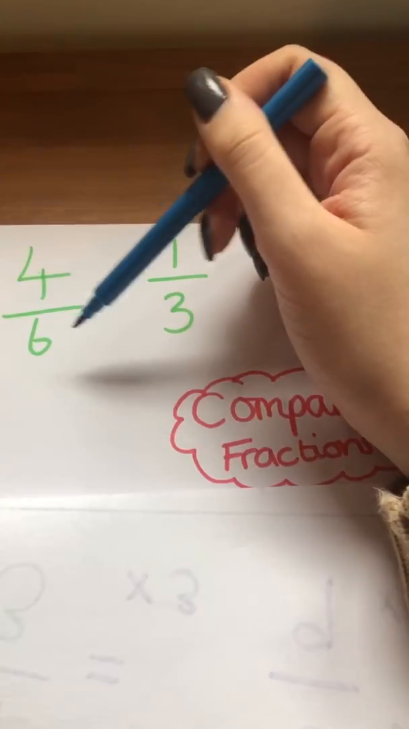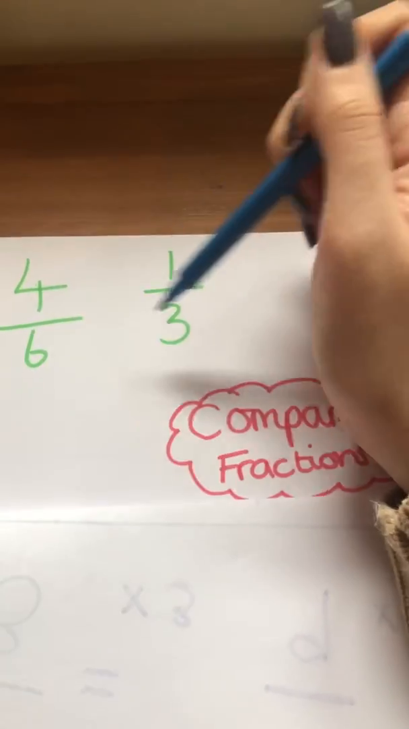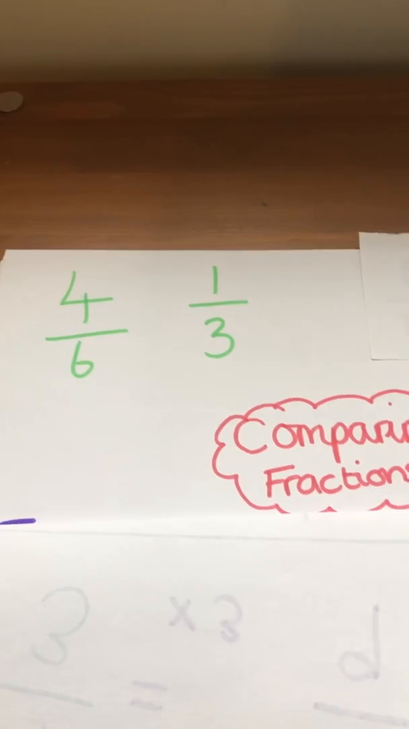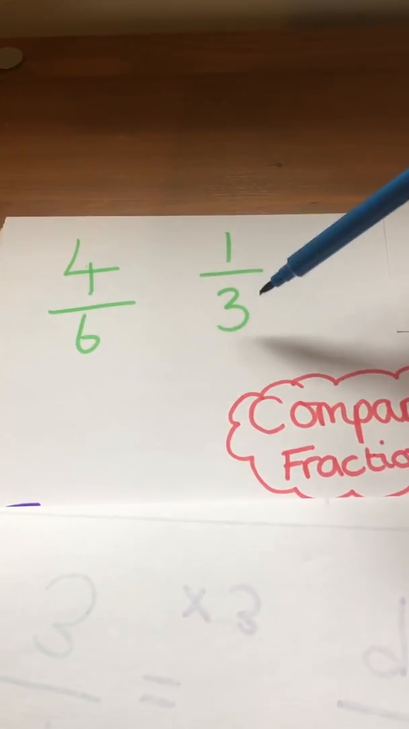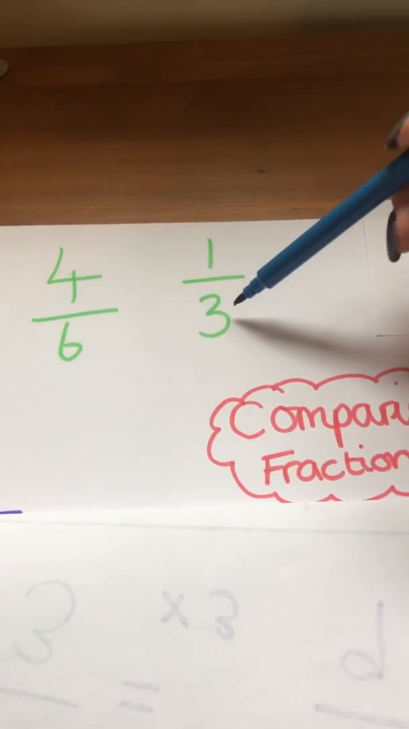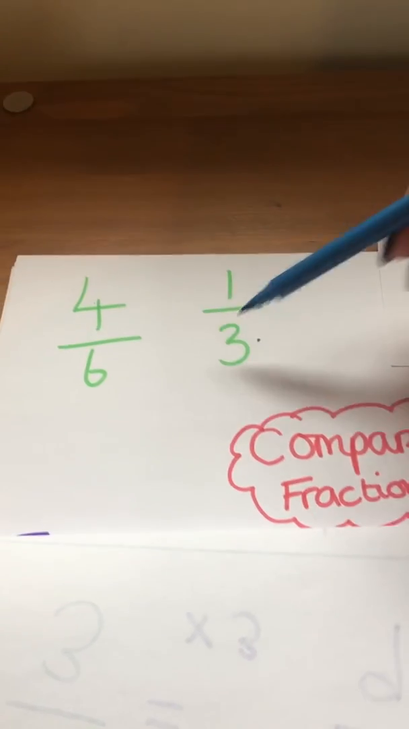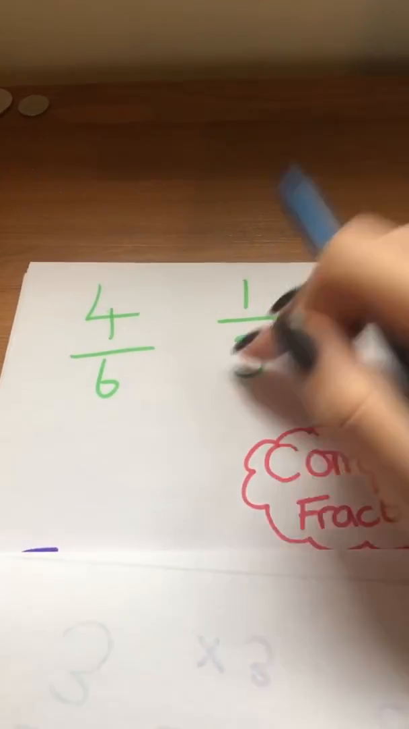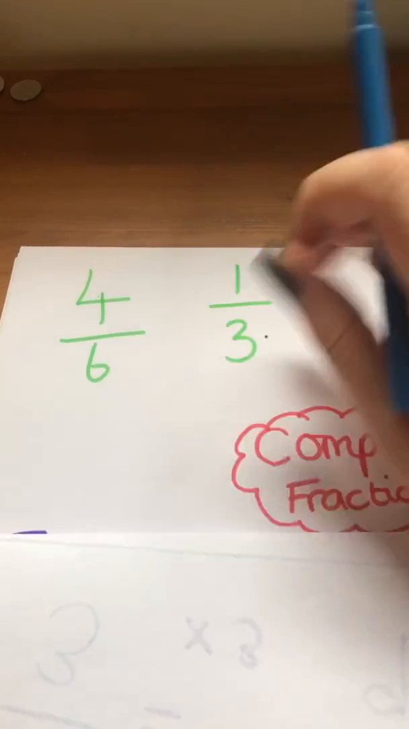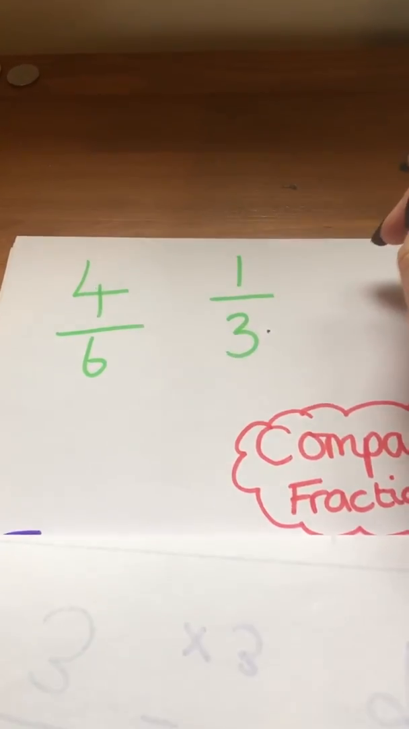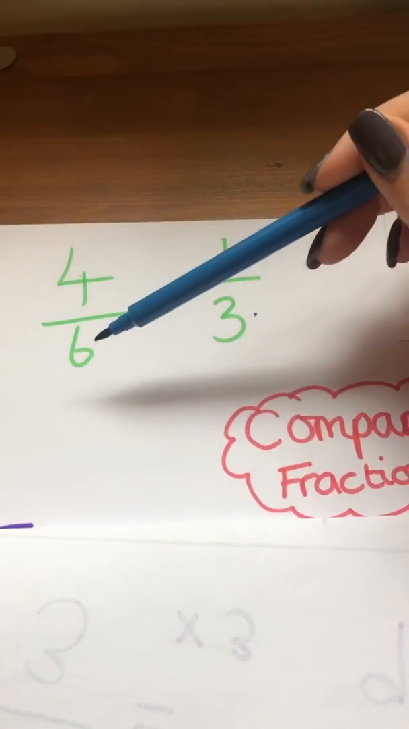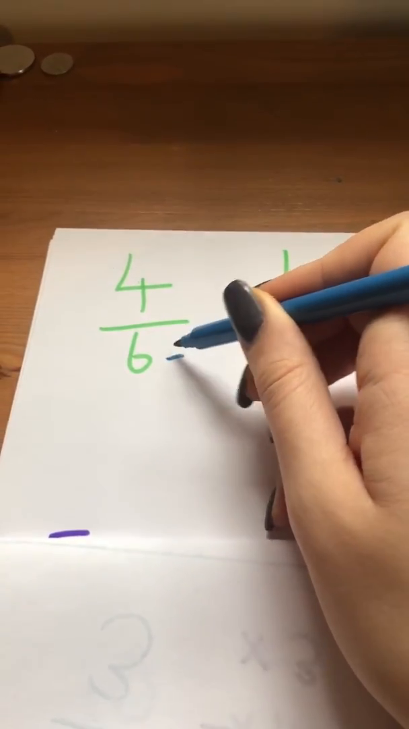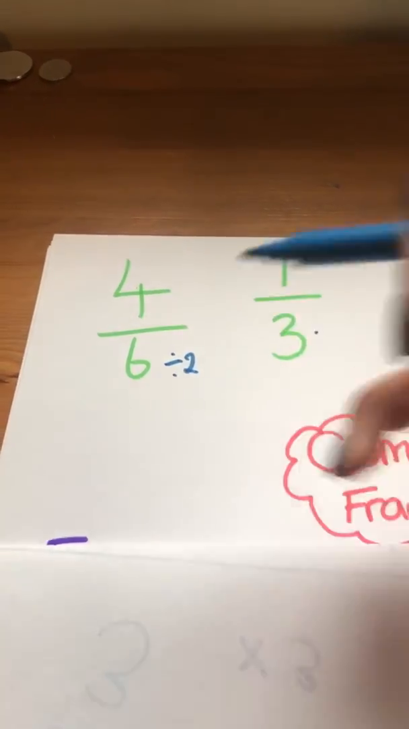So we need to think of the lowest number that goes into both these numbers that we can make the denominator. So I know that the lowest I can get these numbers is probably going to be 3. Now it doesn't have to be one of the denominators. For example, if this one was 12 and not 3, I could still use 3 because 3 goes into 12 as well. So I know that to turn this into 3, I need to divide that by 2.